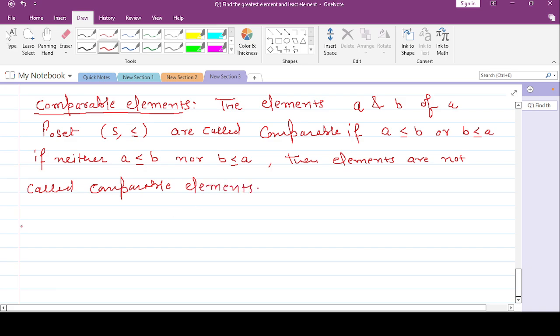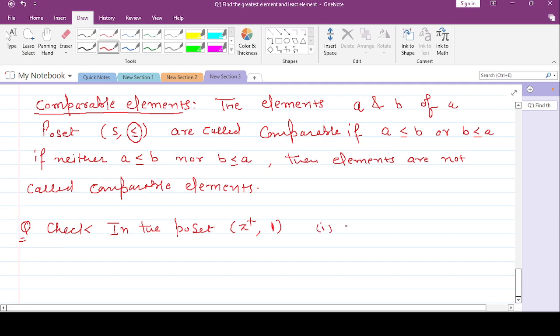Okay, so here this symbol may change question to question. You may have less than or equal to symbol, or you may have divisibility symbol. Okay, according to that, solve the problem. So question is this: check in the poset Z plus under divisibility.